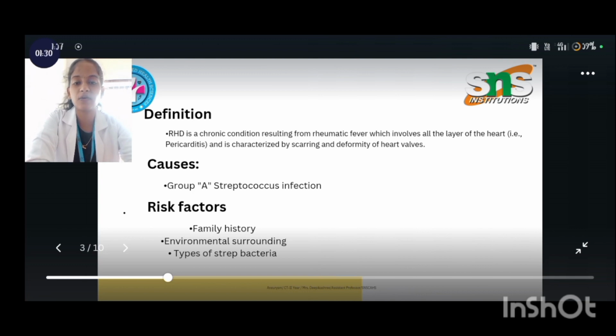Okay, next, causes. The main cause of RHD is group A Streptococcus infection. Then coming to the risk factors: the first is family history and environmental surroundings, and then the last one is the type of strep bacteria. So these are all the risk factors for RHD.